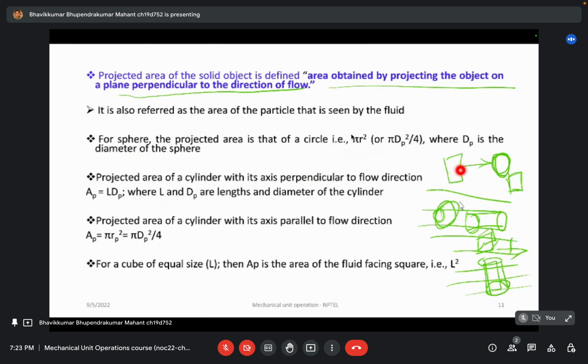So diameter is considered as dp, and you can consider A equal to L dp. Now, projected area of a cylinder with its axis parallel to the flow direction. Okay, if we consider the axis is parallel to the flow direction, then it's not perpendicular, then you can consider it's a circle, and the area of the circle is pi r square. For a cube of equal size, the area is the area of the square, which is L into L or S square. So this is how you can consider the projected area in your calculation.